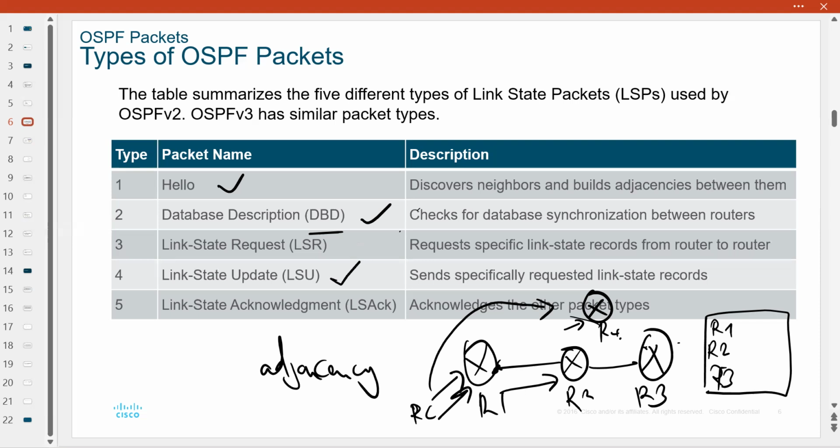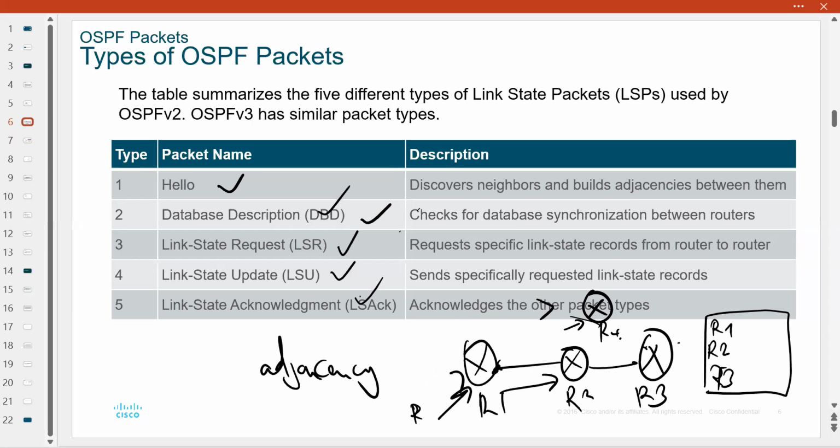So in LSR, it's a request; in LSU, it's an update. When a router has missing information in its databases, it sends a request. It does not send a DBD instead. DBD is for my initial stages to establish adjacency and convergence, and once convergence is done I take the database. I already have some information, but I have some information missing, so I just send a request, then an update comes, right? Then we have the link state acknowledgement.